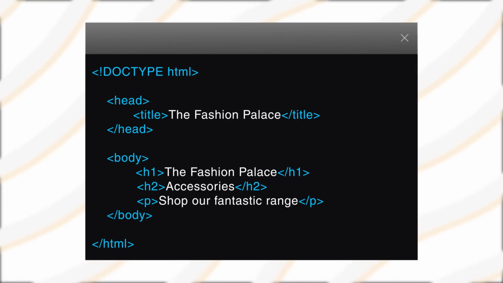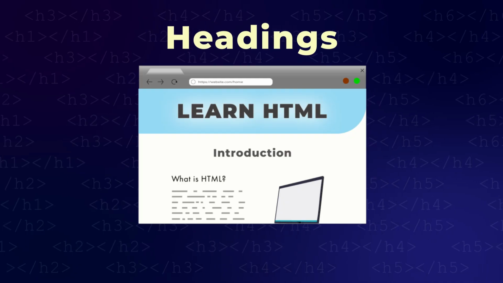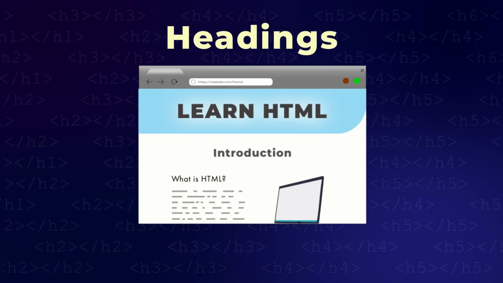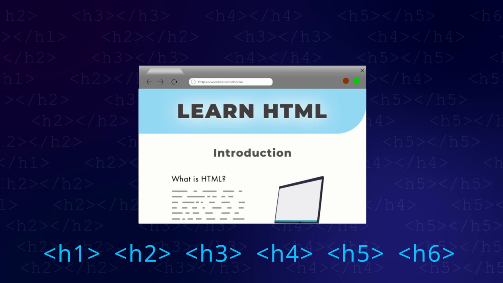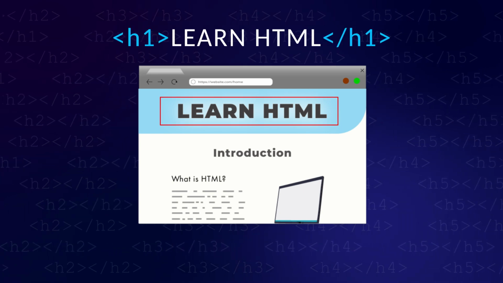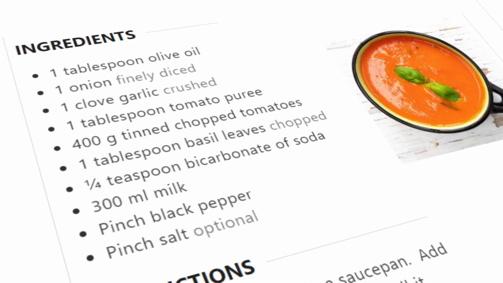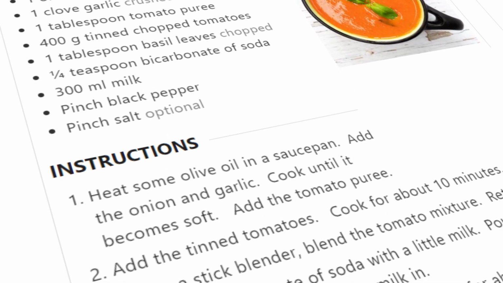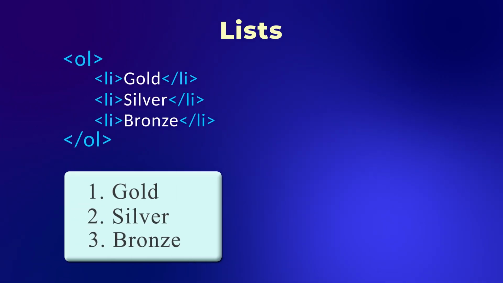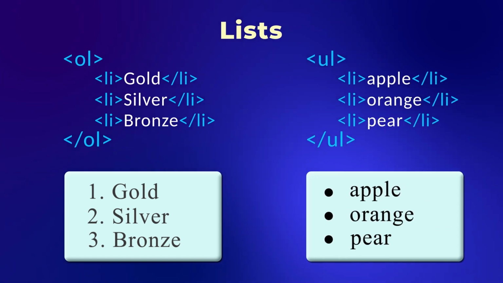Let's explore more elements. Headings are titles or headlines for content. HTML has 6 types, with H1 being the most important, H2 the next most important, and so on. Lists are commonly used on web pages. Ordered lists when the order of list items matters, unordered lists if it doesn't.